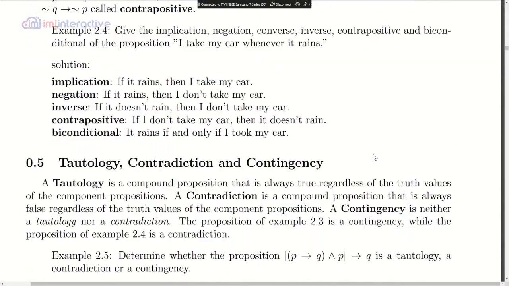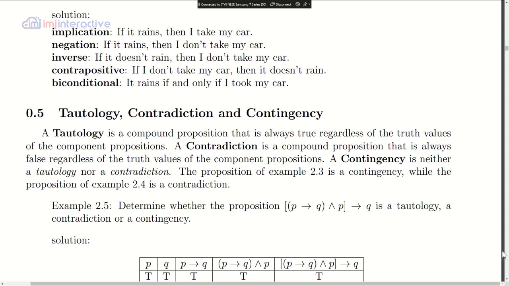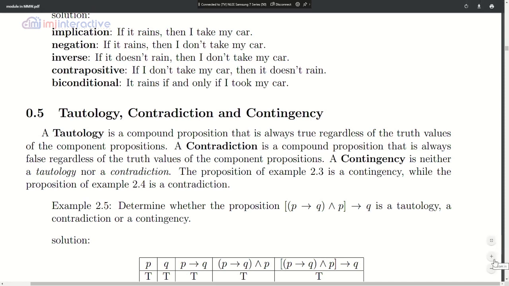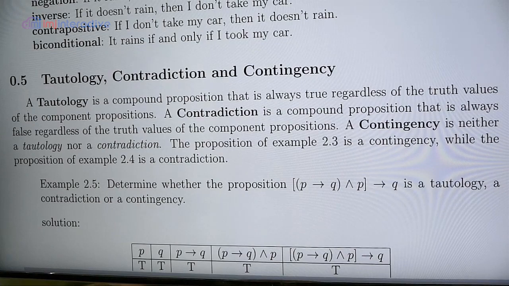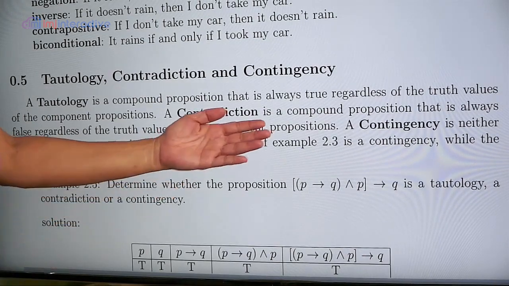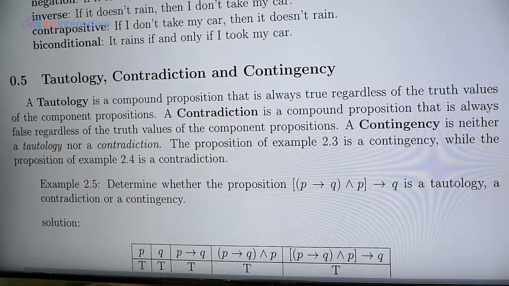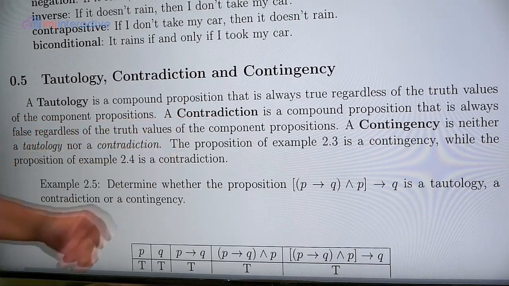Tautology. Contradiction. Contingency. So, what is a tautology? A tautology is a compound proposition that is always true regardless of the truth values of the component propositions. A contradiction is a compound proposition that is always false regardless of the truth values of the component propositions. A contingency is neither a tautology nor a contradiction.